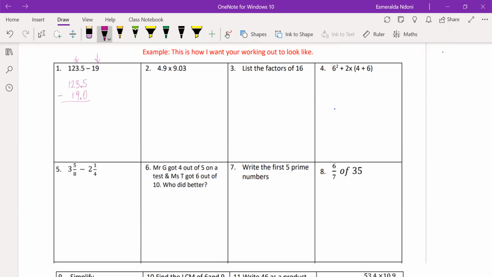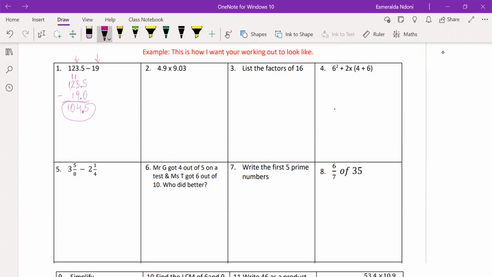Now I subtract. 5 take away 0 is 5. 3 take away 9 I cannot do, so I borrow from the 2. That leaves me with a 1, and this becomes a 13. 13 take away 9 is a 4. Now we have 11 take away 1 is a 10. Decimal point, don't forget to lower it. So your answer is 104.5.